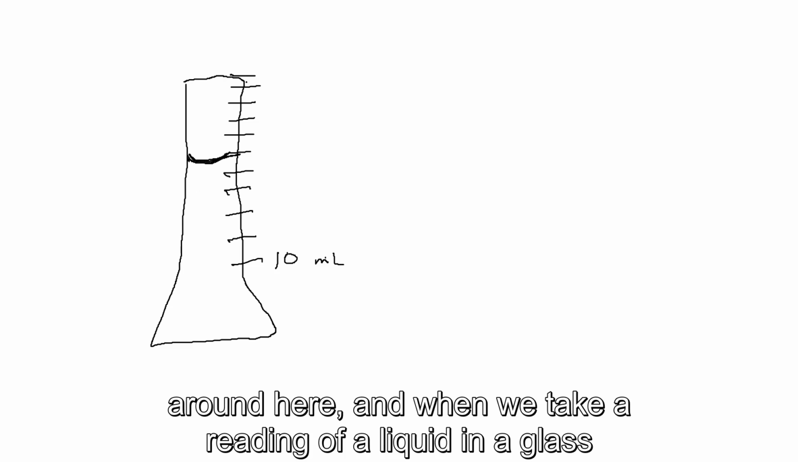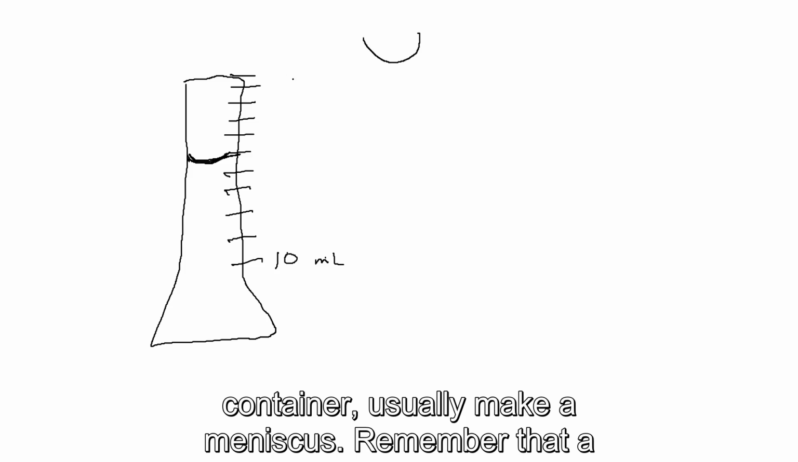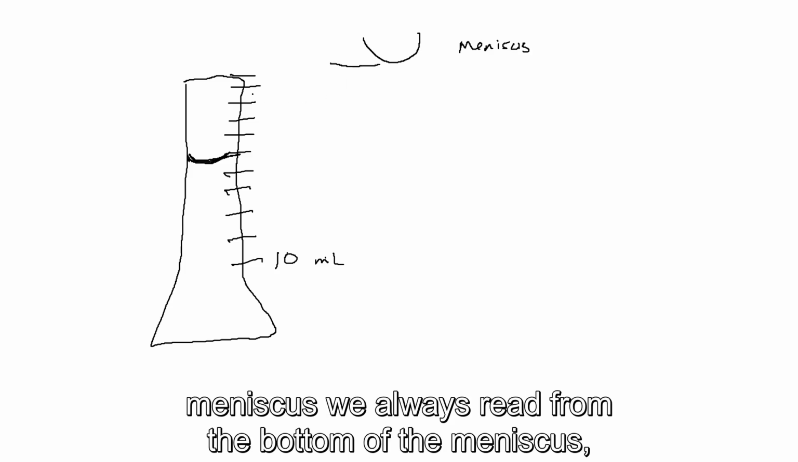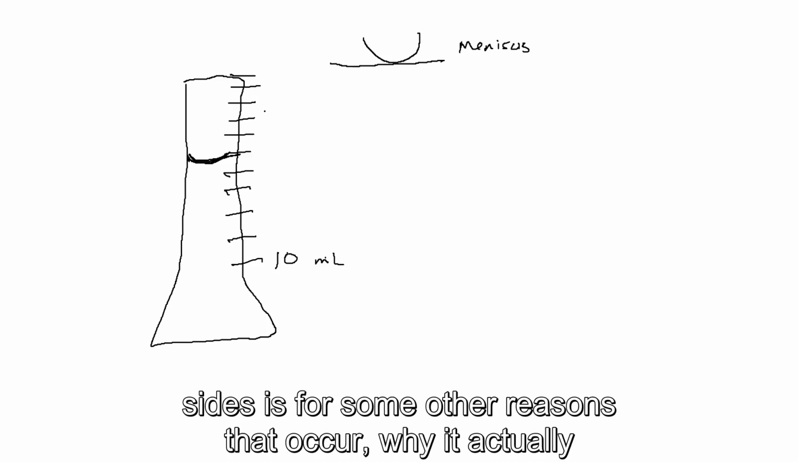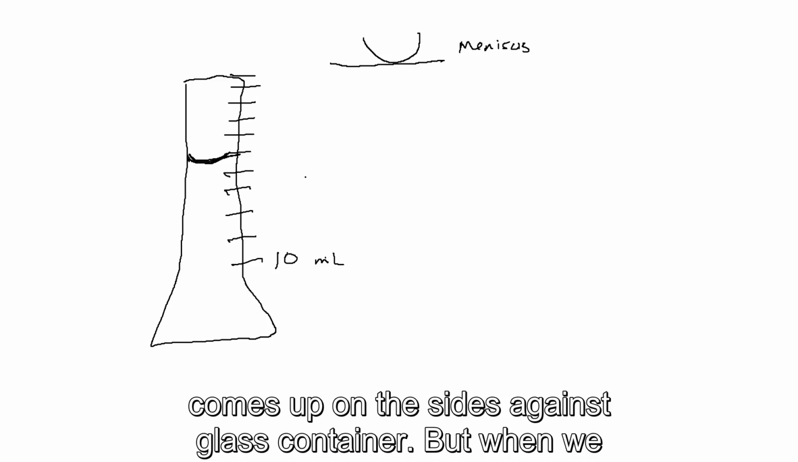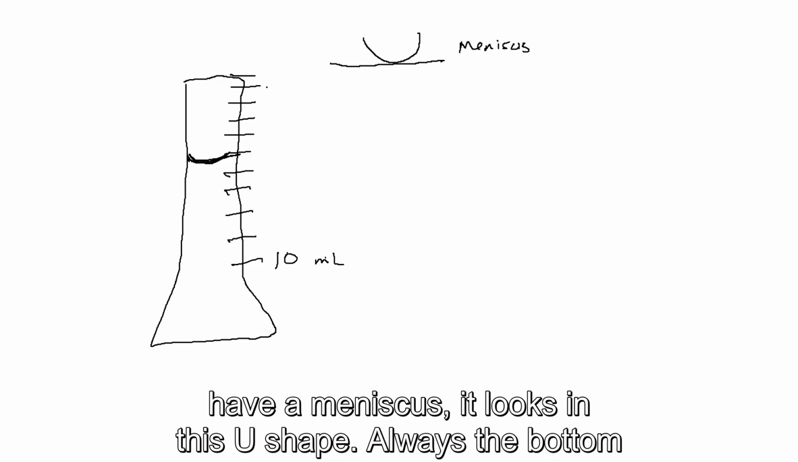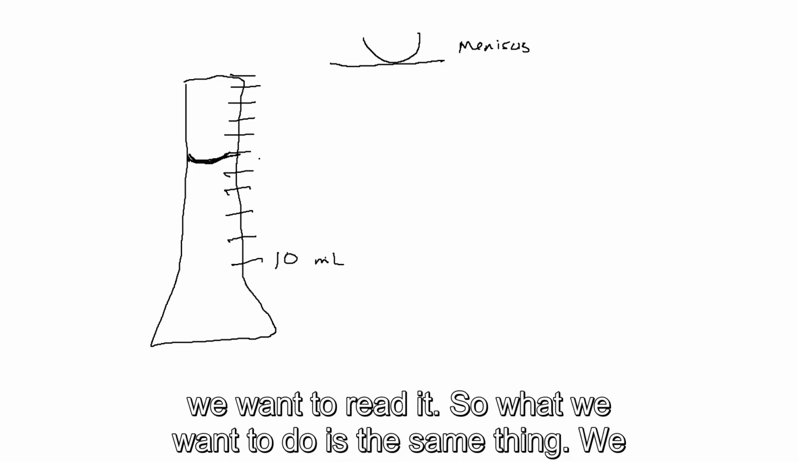And when we take a reading of a liquid in a glass container, you usually will see a meniscus. And remember that a meniscus, we always read from the bottom of the meniscus because that is truly where the volume is. The rising on the sides is for some other reasons that occur, why it actually comes up on the sides against the glass container. But when we have a meniscus, it looks in this U shape. Always the bottom, we want to read it.